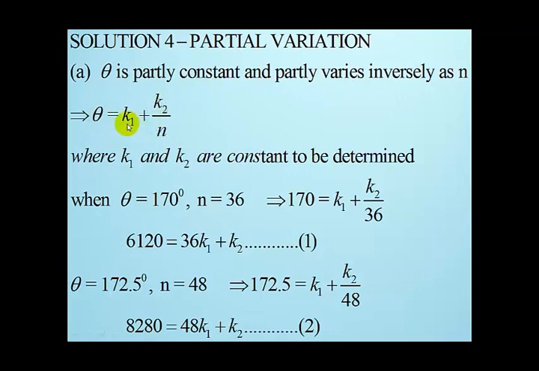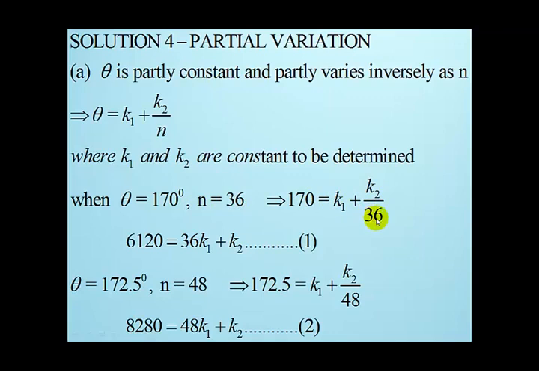So we have our two constants of proportionality, where K1 and K2 are constants to be determined. Now, when the number of sides equals 36, the angle is 170 degrees. So wherever we see theta, we substitute it by 170, and wherever we see n, we substitute it by 36. In doing that, we have 170 is equal to K1 plus K2 over 36.